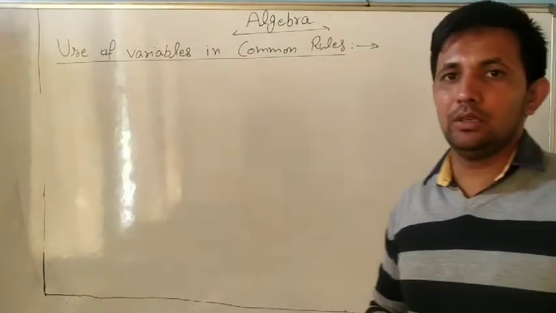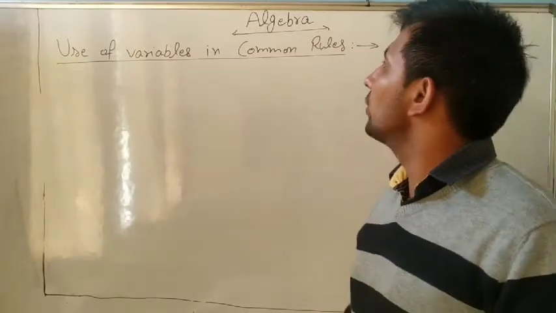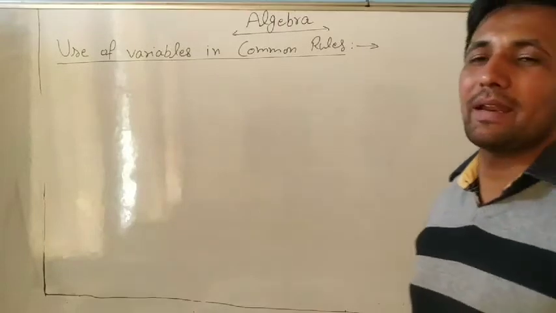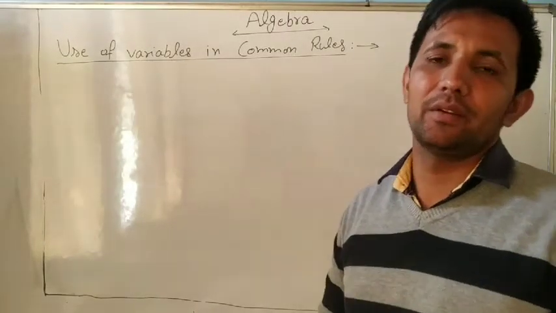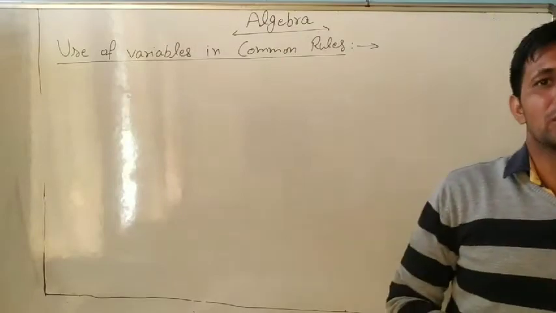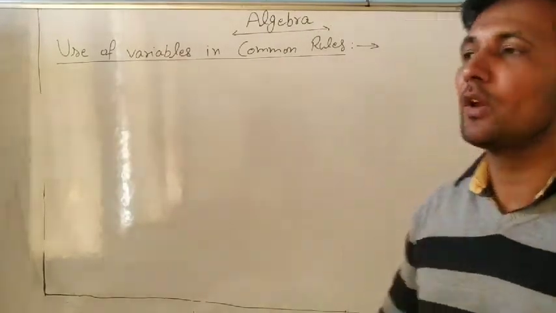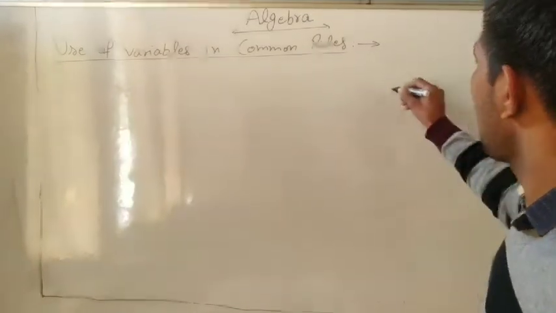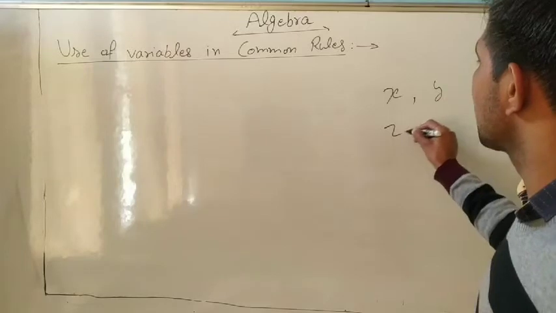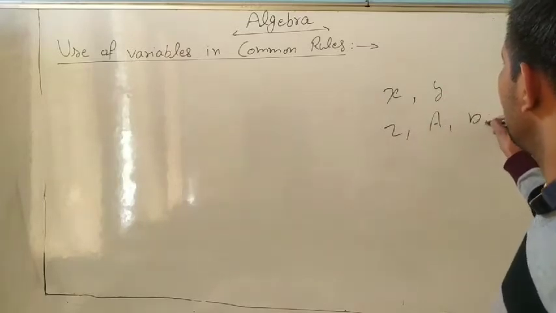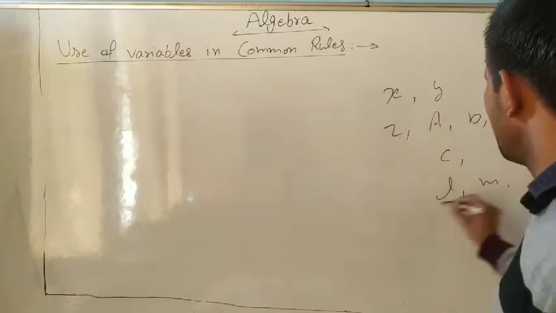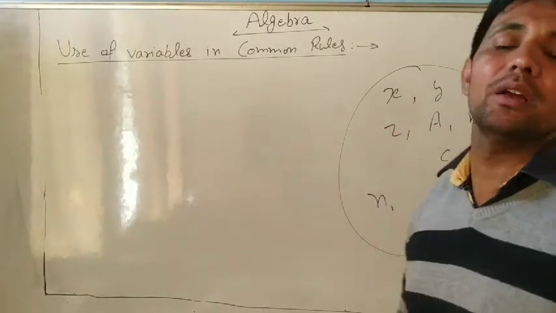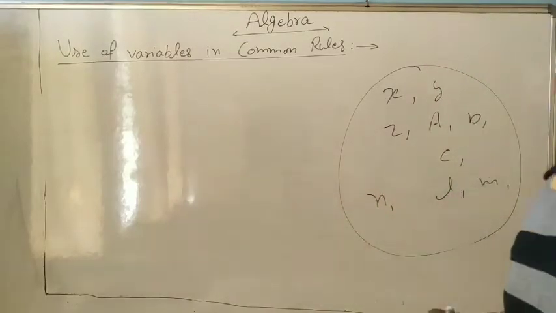Yesterday we learned what a variable is. In algebra, what are variables? Variables take different values, whose value is not fixed. Variable means changeable. There are many variables: x, y, z, a, b, c, l, m, n. All these are variables because their value is not fixed. We don't know what their values are.